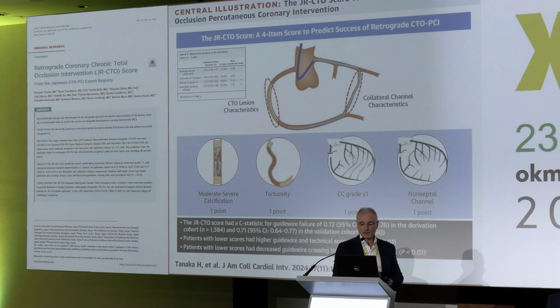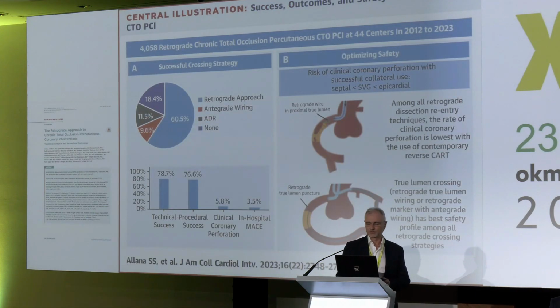All the rest is gone, even the length, because the length of the occlusion in the CTO is irrelevant. But you have the collaterals, whether they are continuous and whether they are non-septals. So if you are talking about that and you have to investigate retrograde shocks in CTO PCI, you have to take into account these kind of things.